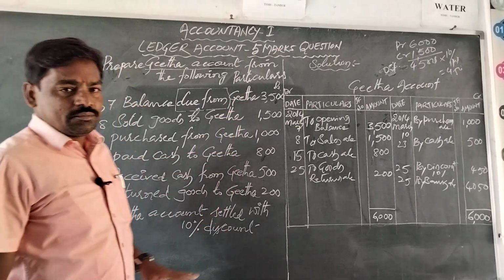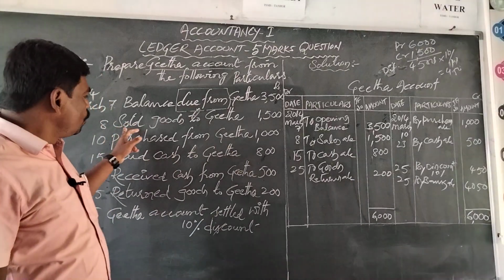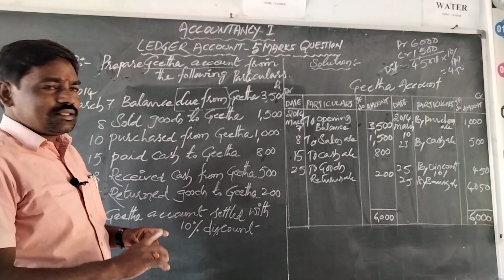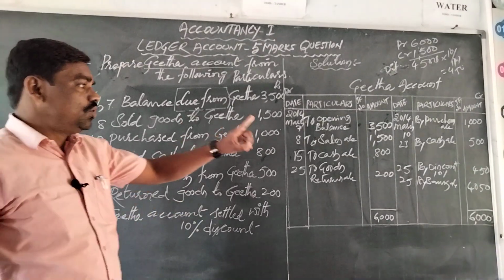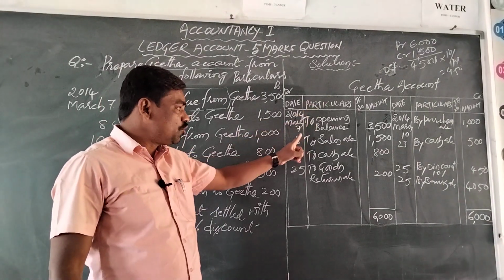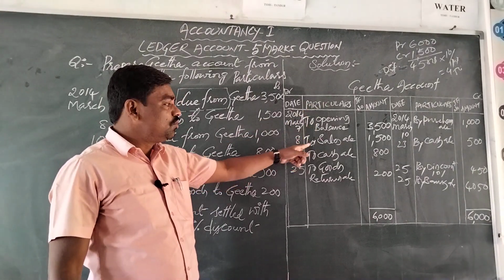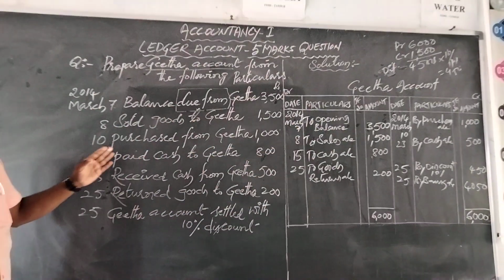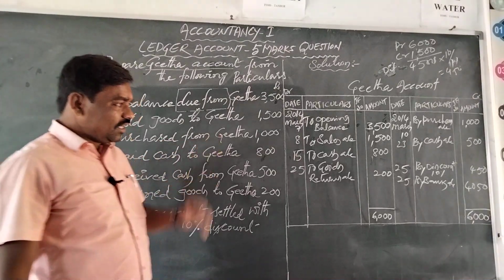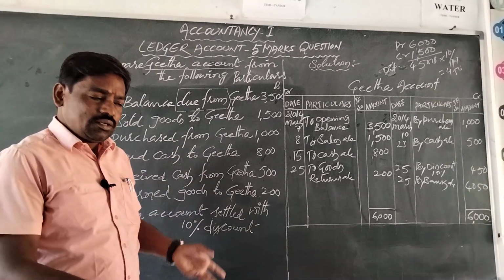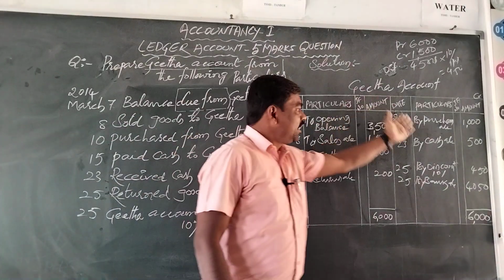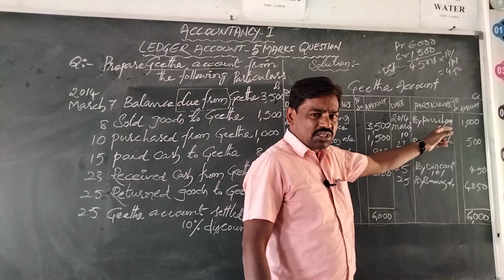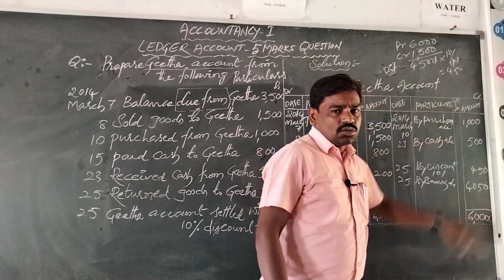It is an important one. And come to the next one, goods sold to Geeta. We sold the goods to Geeta. Is Geeta the receiver or the giver? Receiver. So the receiver account should be debited, means Geeta account should be debited. In the particulars column you write the opposite account, that is sales account, amount of rupees 1500. Then, purchase goods from Geeta. Here Geeta is the receiver or the giver? Giver account should be credited. So we credited her account 2014 March 10th by opposite account purchases and rupees 1000.